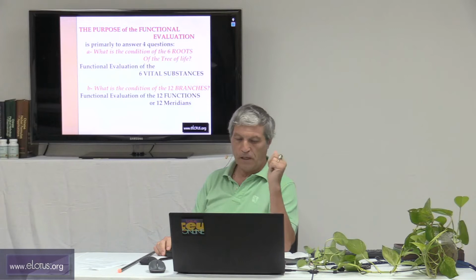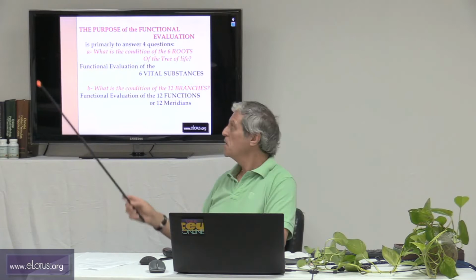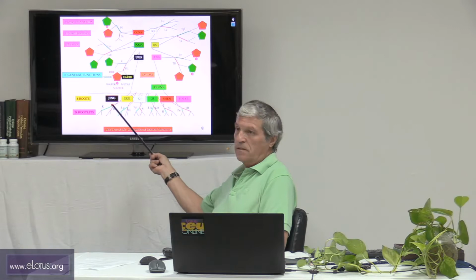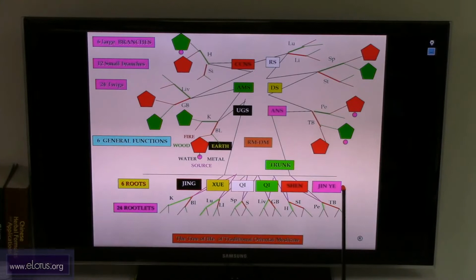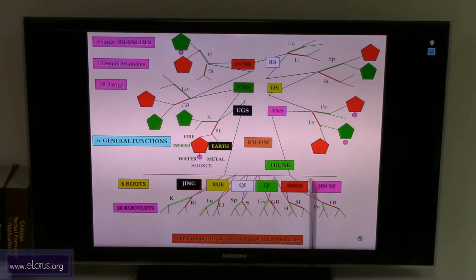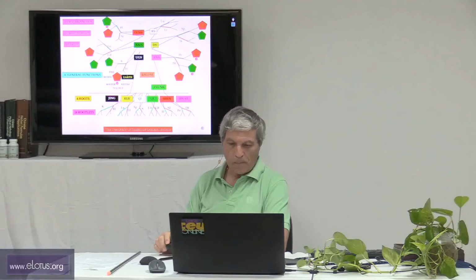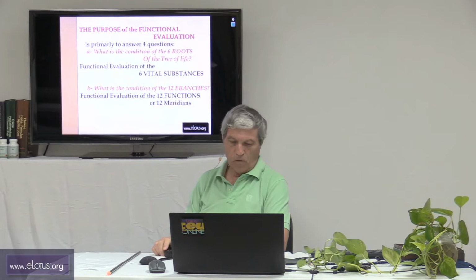Functional evaluation of the six vital substances, because we have the vital substances. No blood, no life. No qi, no life. Mental disorders, difficult. And qinye, no qinye, no body fluid, very dangerous. I think the most important roots are this one and this one, both. Qing and qinye, very important. It's the first question. The second, what is the condition of the 12 branches?